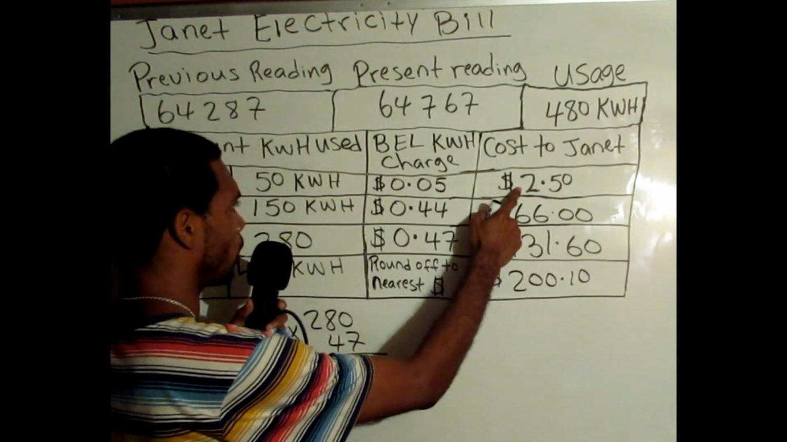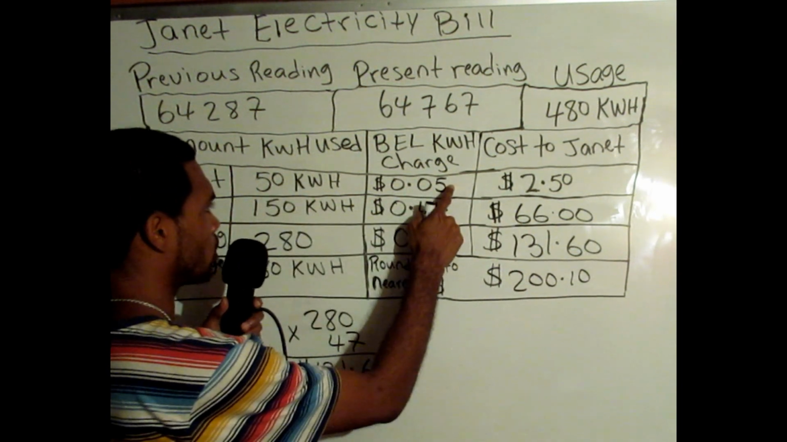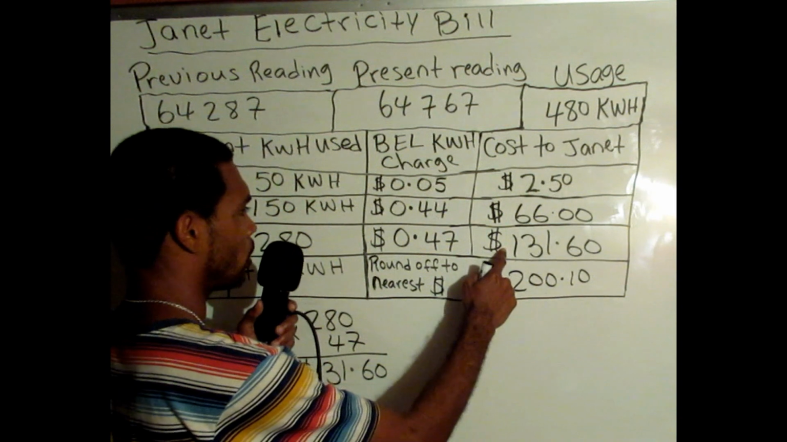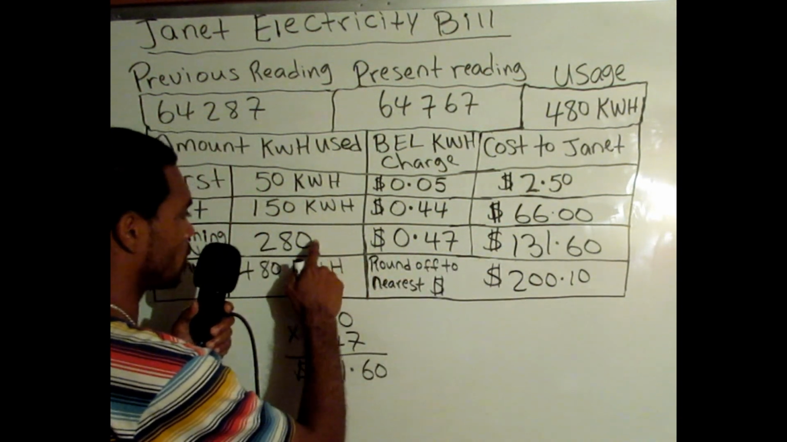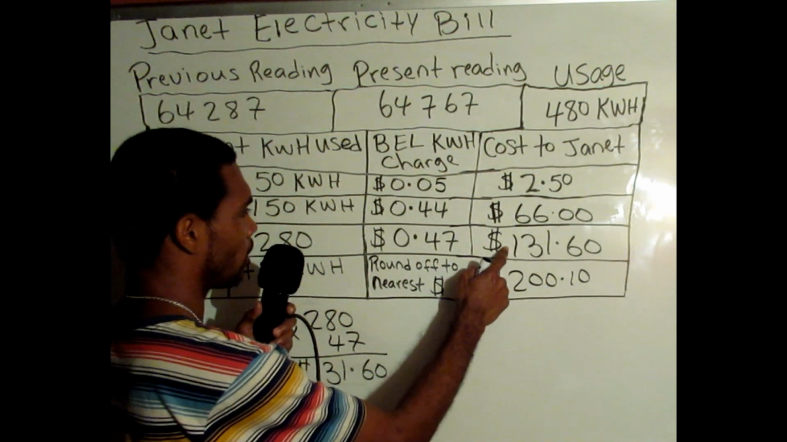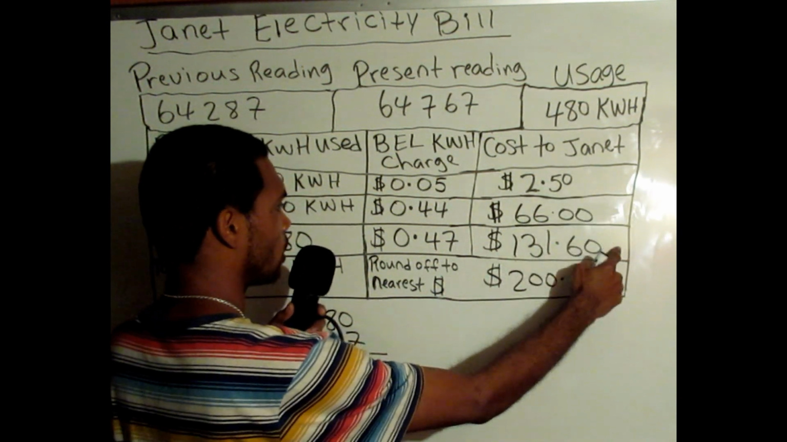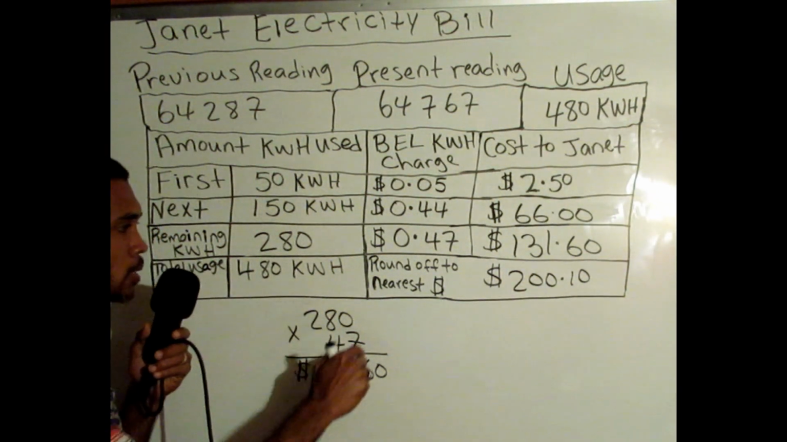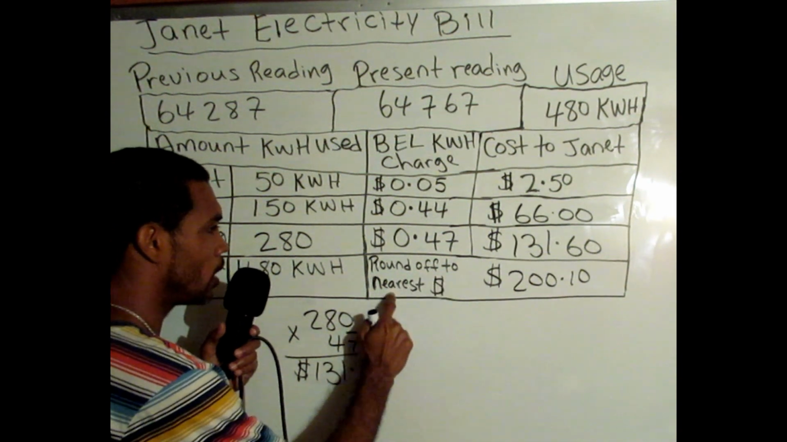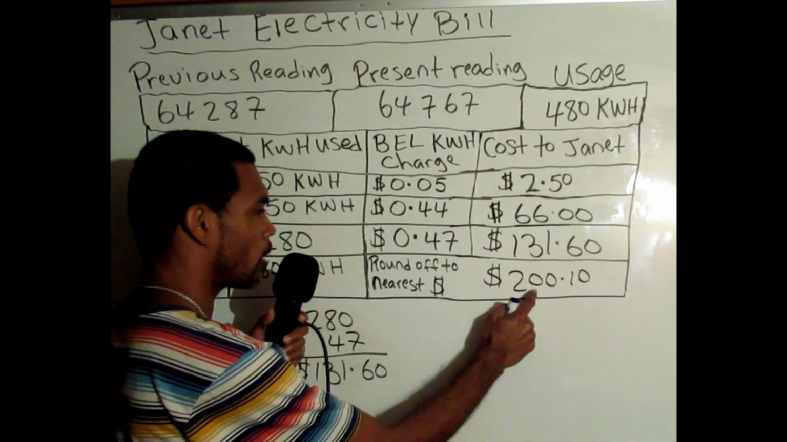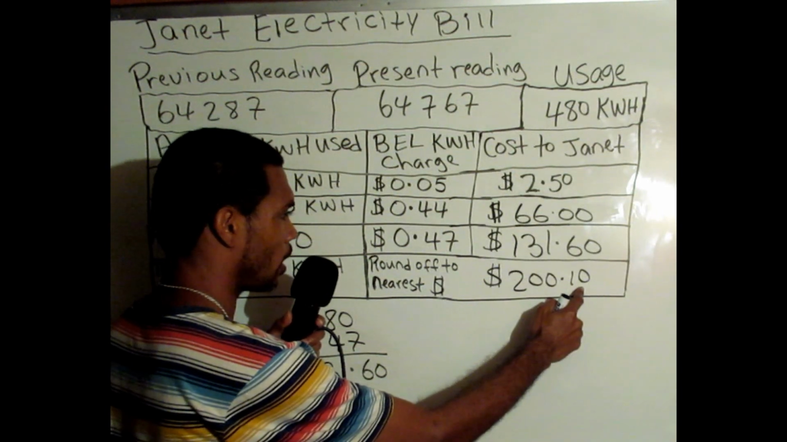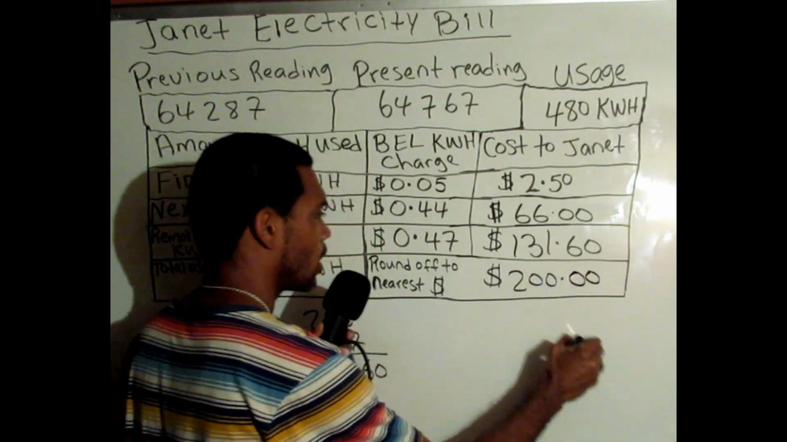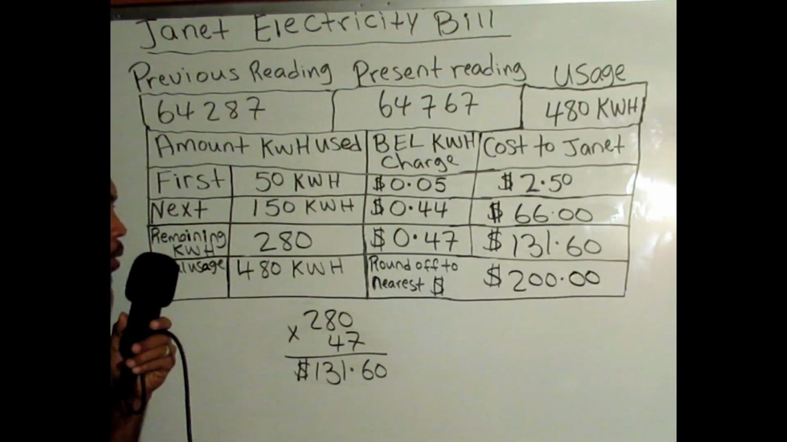How do we get this $200.10 as our total? Because we added 250 that we got from 50 kilowatts at 5 cents when we multiply, and the $66 using the same method, and the $131.60 using the same 280 by 47, and that gave us this. So when we add this with this with this, we get $200.10. But it's very important, remember what the problem says, round off to the nearest dollar. So when we round off $200.10 to the nearest dollar, it will give us $200.